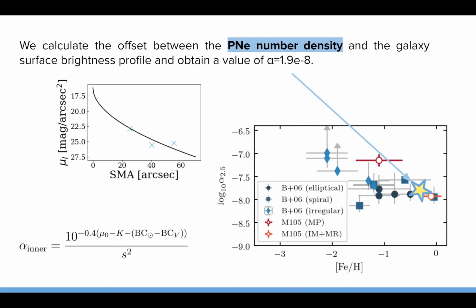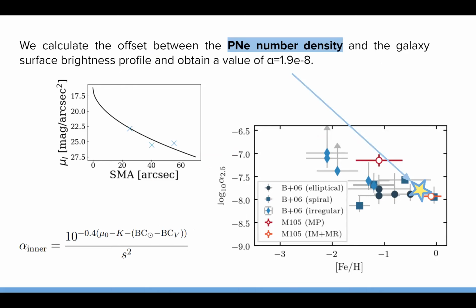And then, as I mentioned, we can get the surface brightness profile like we see over there in the black line, and we can see the planetary nebulae number density, which are the blue crosses. We can calculate the offset between them, and that gives us this value of alpha that we're looking for. In this case, we find the value of alpha.